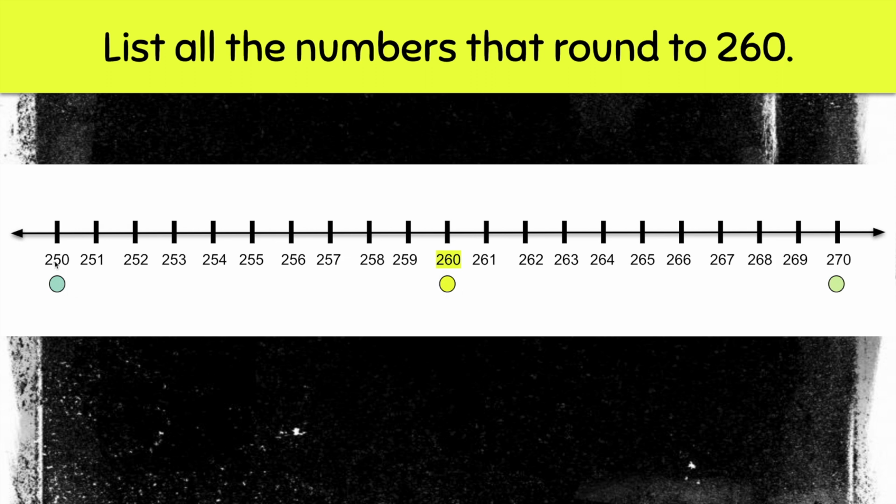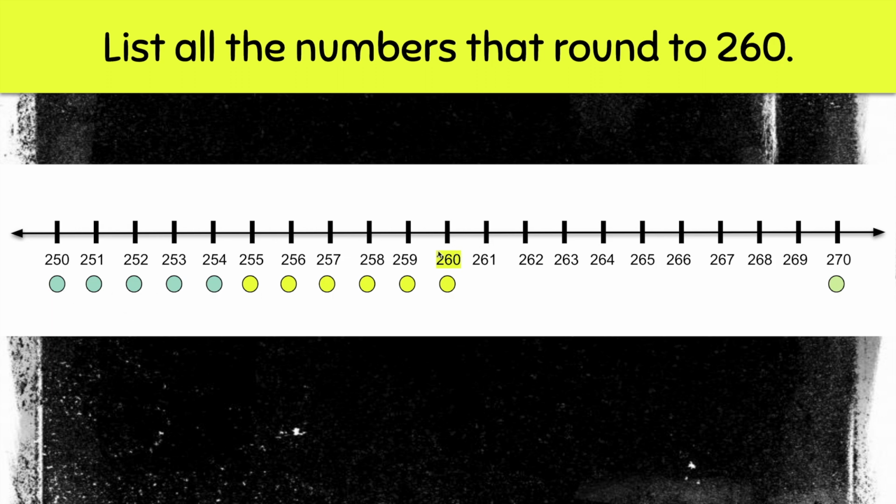We will start by focusing between 250 and 260. Halfway is 255. That means that anything less than halfway, so 251, 252, 253, and 254, are all closer to 250 and further away from 260. Now, halfway and greater, we know will round up to 260 because they're closer to 260 and further from 250.